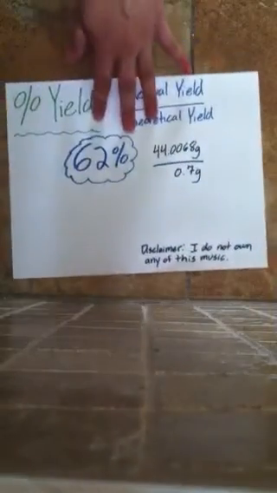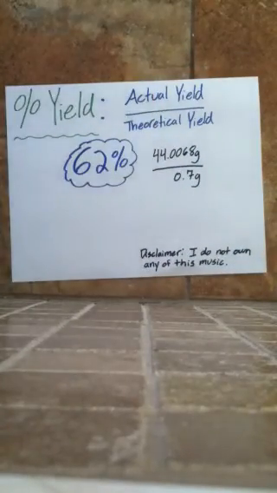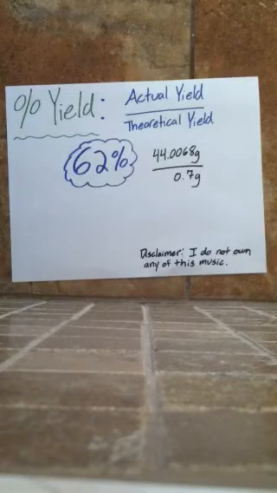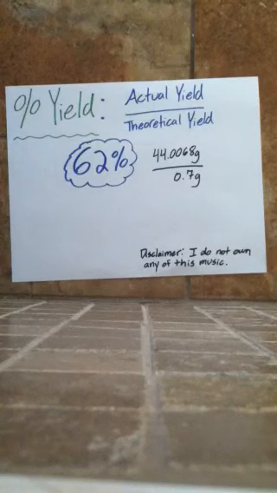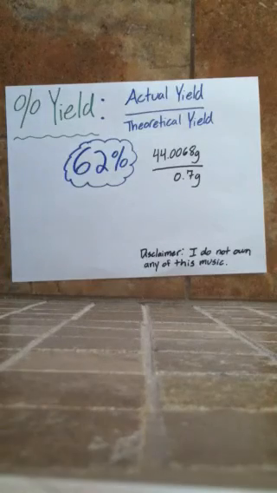Lastly, we're going to talk about percent yield. Percent yield is almost like atom economy, it's a percentage: the actual yield over the theoretical yield times 100. And for that, we got 44.0068 grams over 0.7 grams. And we got 62% as our percent yield.